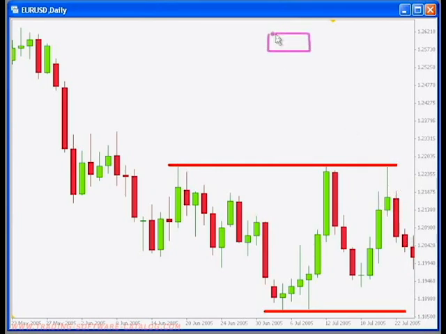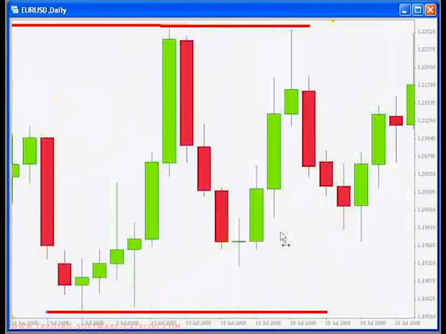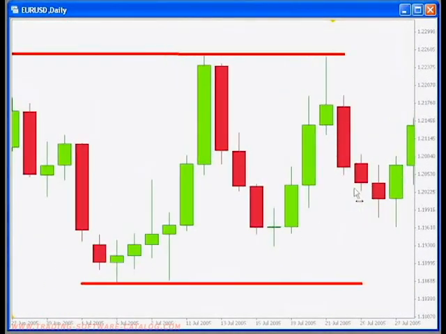Remember that a hammer formation looks like this, and an inverted hammer looks like that. All right, with a long wick to the upside, short body, and a short wick to the downside. That's exactly what we have here. Let me zoom in a little bit more. That's exactly what a hammer looks like on an actual forex chart.